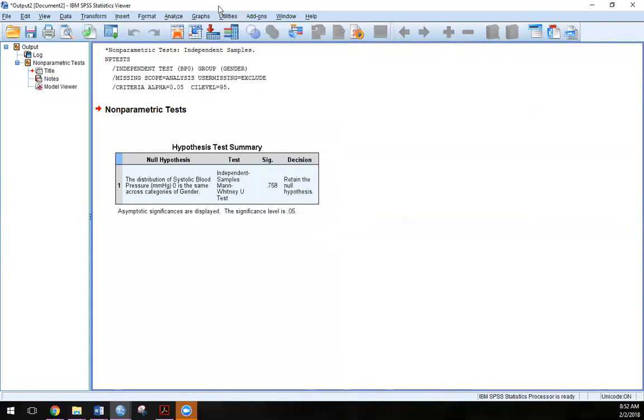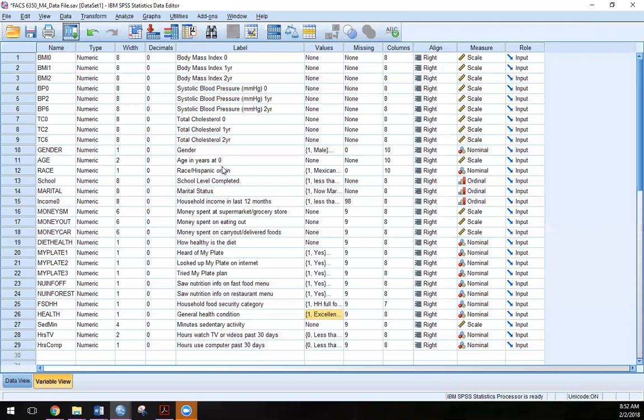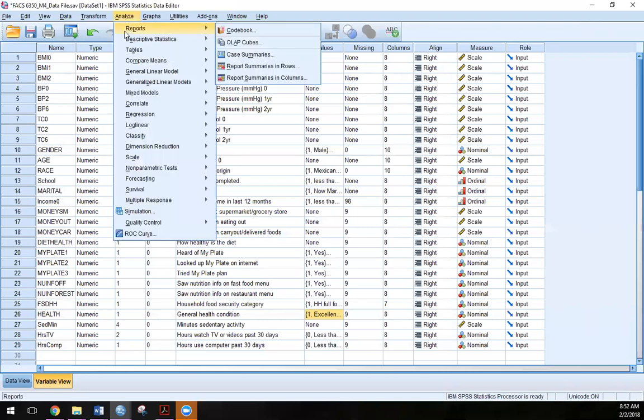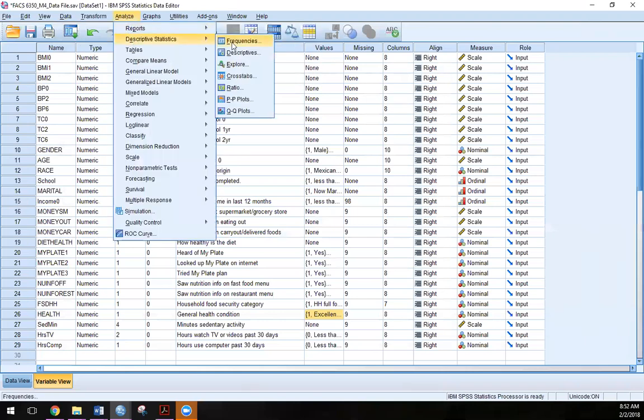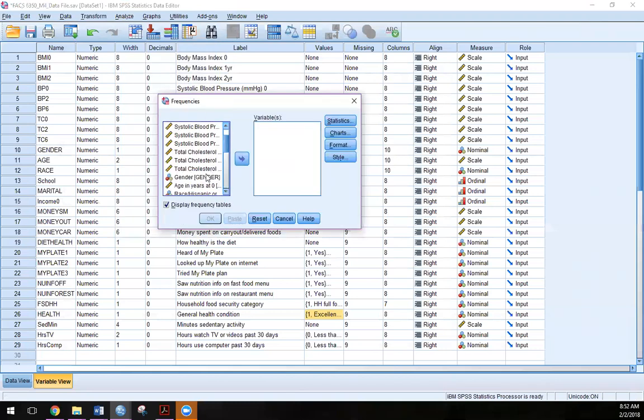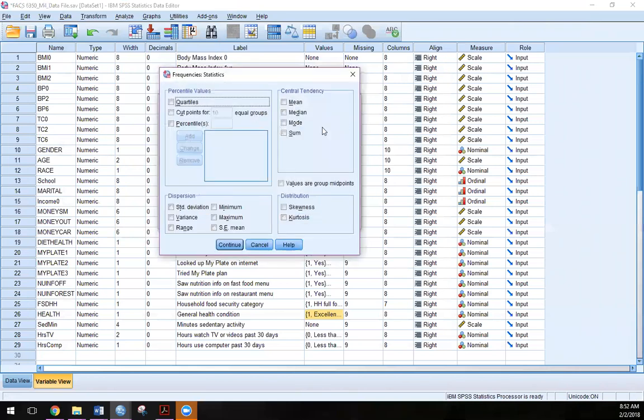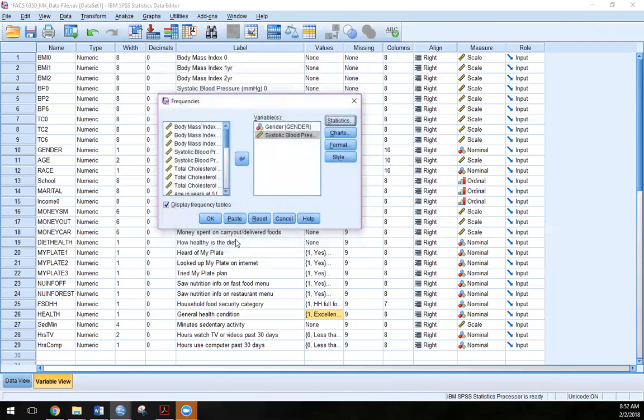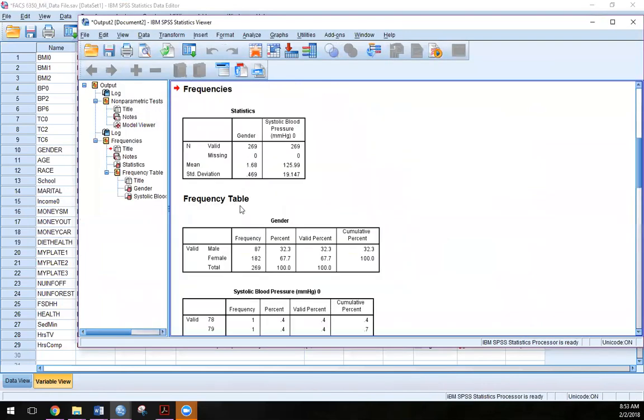So something that can help me is to go back over here and do just my basic descriptive statistics. So if I want my frequencies, and then I'm going to move gender over here, and I'm going to move systolic blood pressure because those are the only ones that I use. And I want to check if I can get means, standard deviations for those, just all that right now.